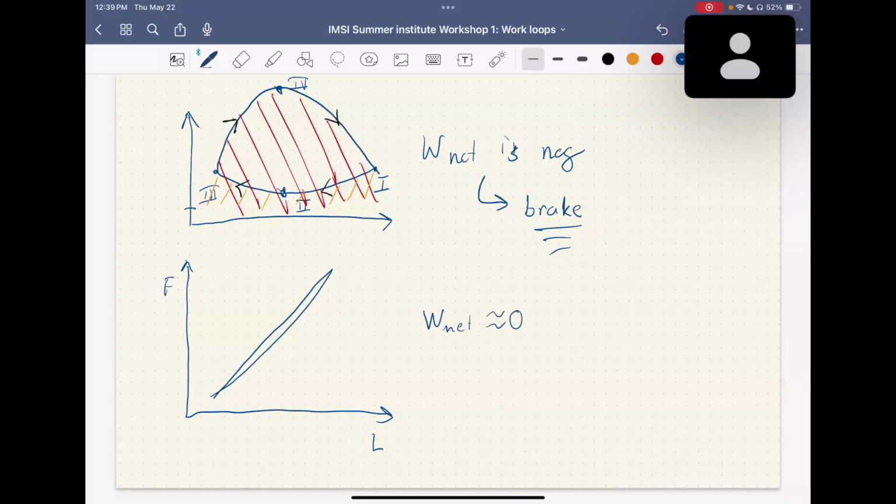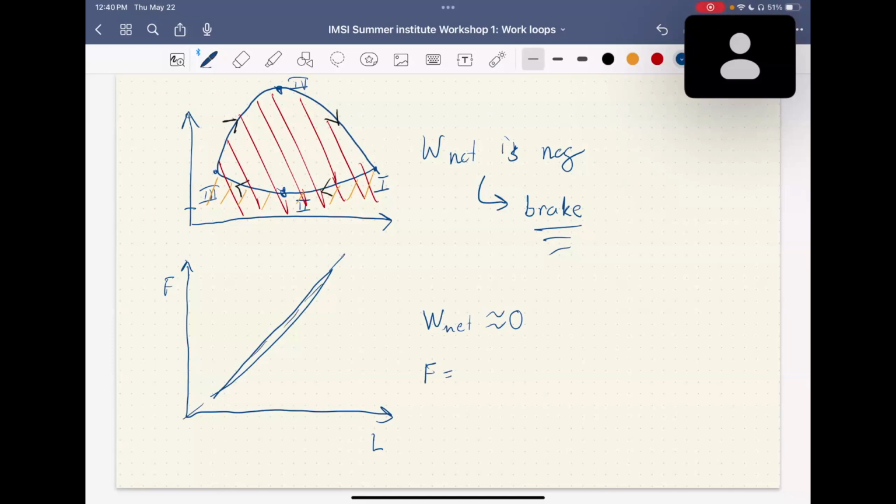But that doesn't mean that this muscle isn't doing anything, right? As you stretch it out, it's producing a large amount of force. And as it shortens, it produces a large amount of force. And in fact, if you look at this, you could even say there's just a simple line here, right?